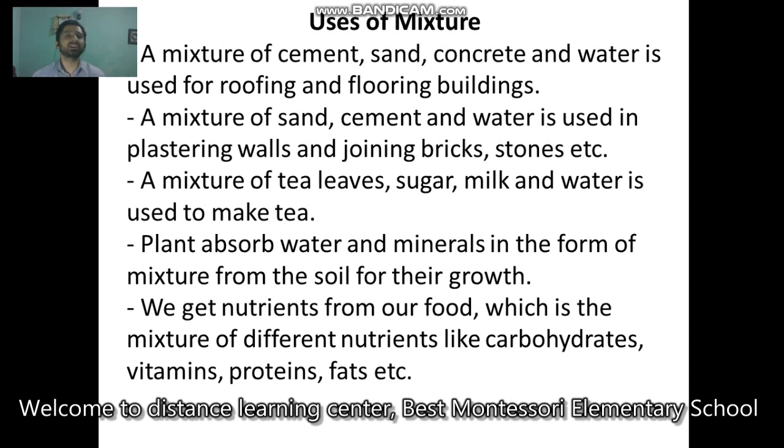Today I discussed the different types of separation of mixtures. Among them, the first one is sedimentation and decantation. The second one is filtration. The third one is evaporation, the fourth one is sublimation, and the last one is distillation. I hope I made you clear about the concepts of these five processes of separation of mixtures.